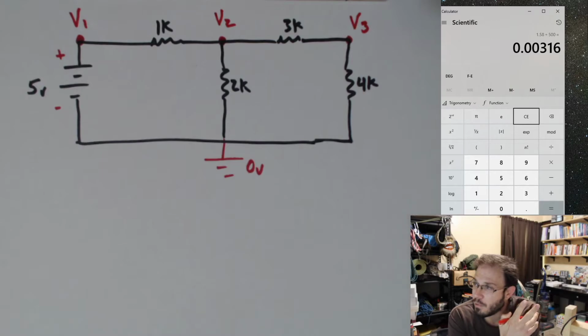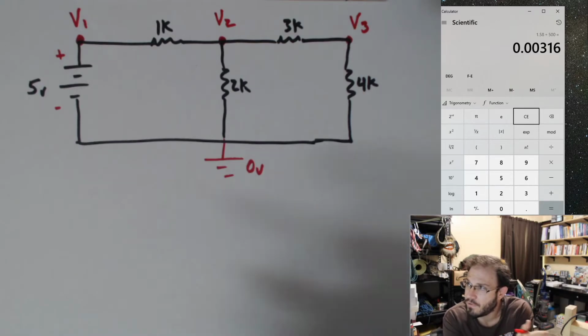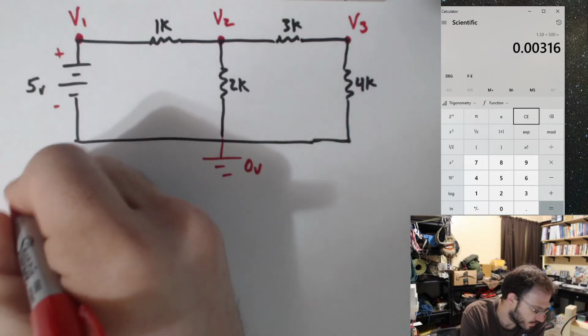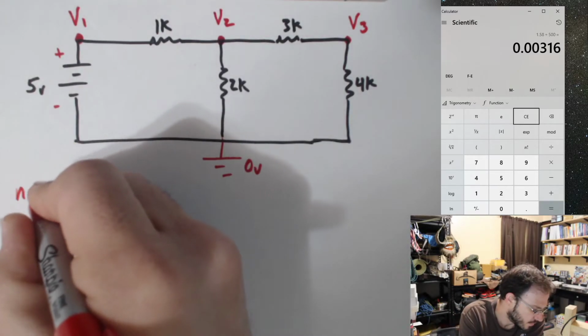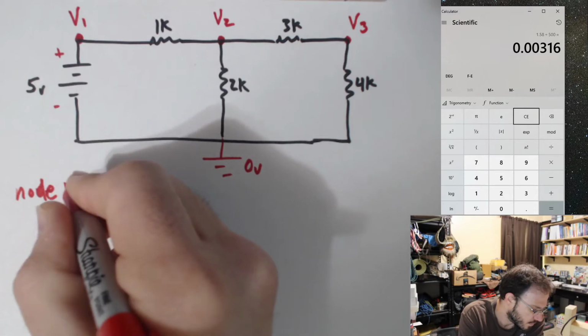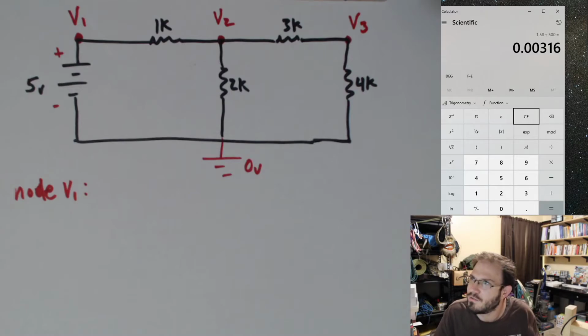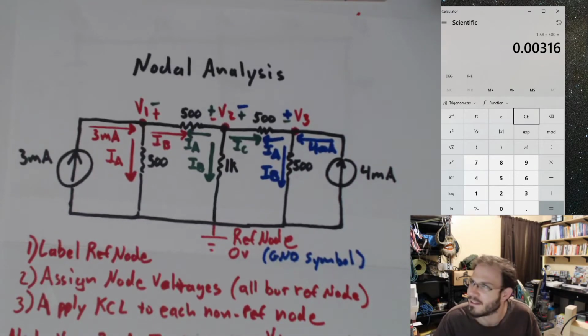Now, we've already labeled our reference node and our non-reference node voltages. Let's write out our expressions. Let's write out these KCL expressions. All right, I'm going to start with node V1. All right, someone give me a KCL expression for V1. We want to express V1. Just like we did here, right?